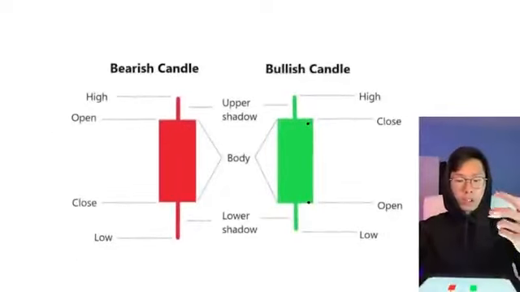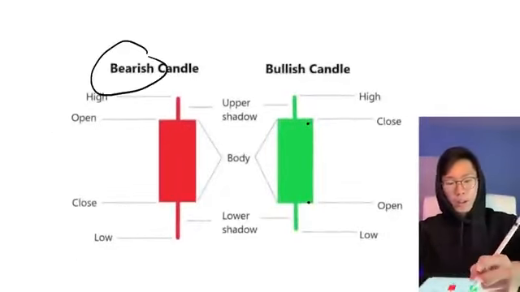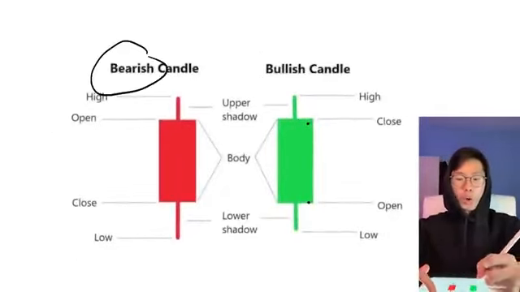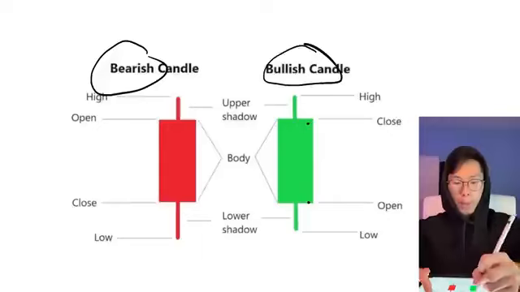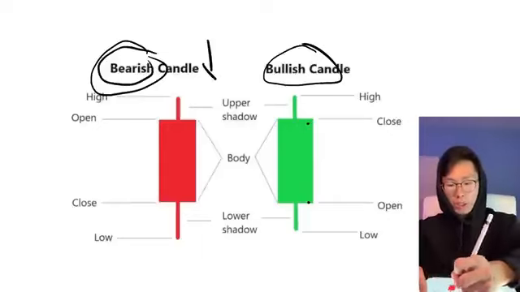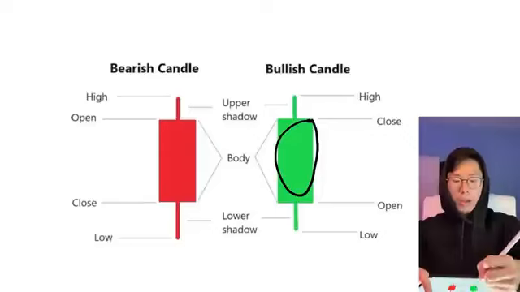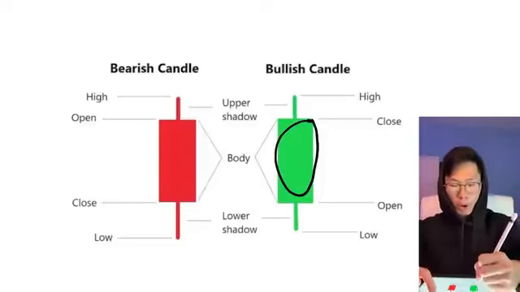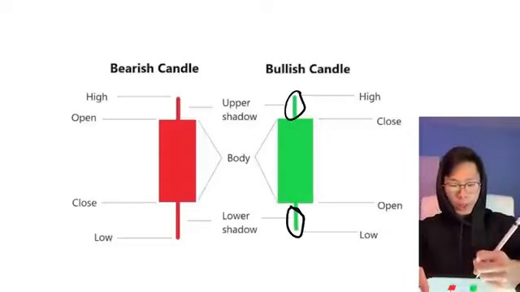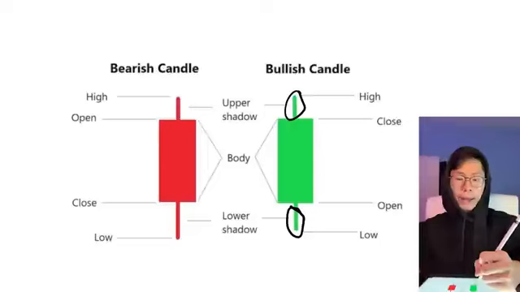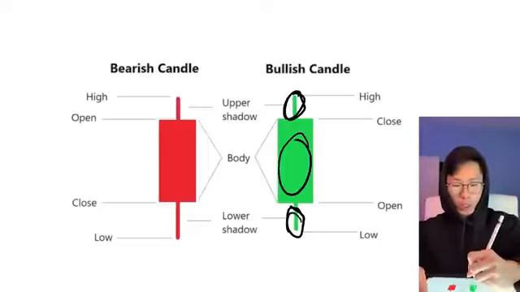So there are 2 types of Japanese candlesticks, your bearish candle and your bullish candle. So bullish candle means price is going up, and bearish candle means price is going down. So this one is going up. Basically, this rectangle right here is what we call the candlestick body, and these 2 things right here are what we call the wicks. Alright, candlestick body and candlestick wicks.